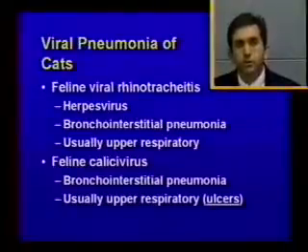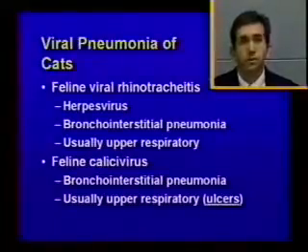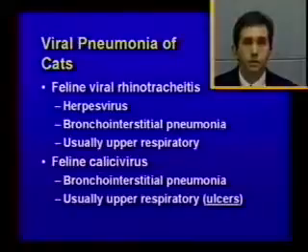Cats have two viral causes of pneumonia that are worth mentioning. We usually realize that these are viruses that mostly target the upper respiratory tract, mainly the nasal cavity, the conjunctiva, and sometimes the trachea. But they can also extend distally into the respiratory tract, causing pneumonia.